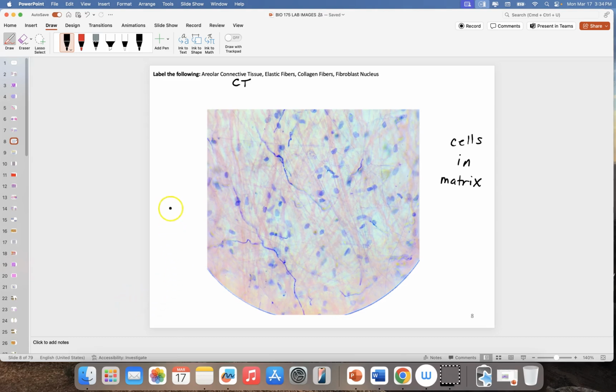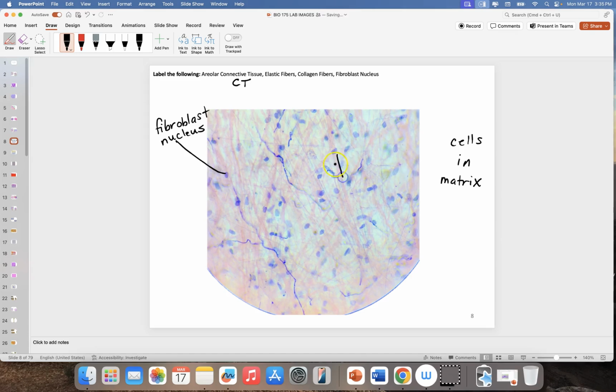For areolar connective tissue, the cells that stand out are known as fibroblasts. And we can see again the nucleus. It's a great way to get our bearings, to find the nucleus of a cell. And you can see that they're kind of scattered throughout this connective tissue. Then we have two kinds of fibers. We have elastic fibers and we have collagen fibers.